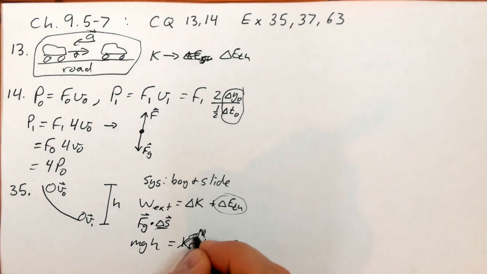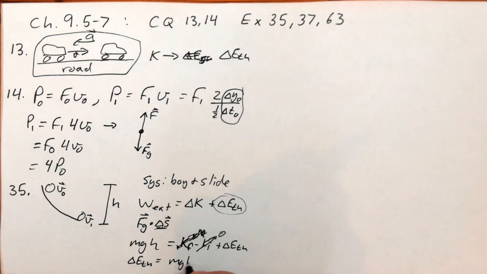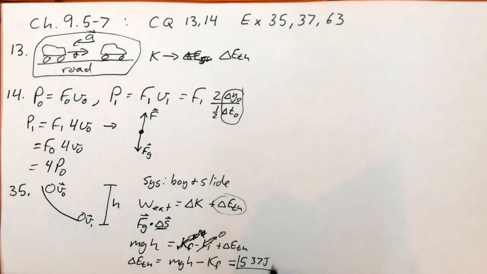Sorry, I was going to say I was not matching my solution. K final is not 0, K initial is 0. Okay, it starts at rest. So we have K final non-zero. So solving for delta E thermal, we get mgh minus the K final, which is 1/2 mv squared. And if you plug in your values that are given in the problem, you'll get 537 joules.